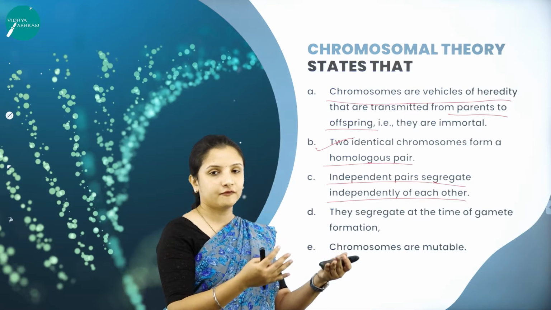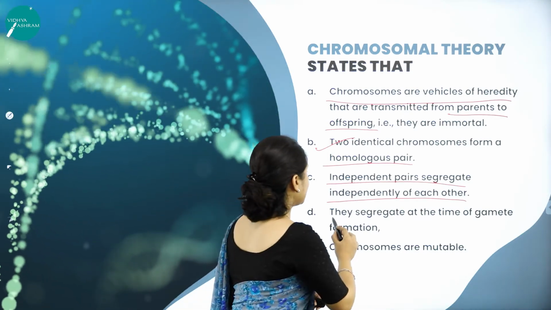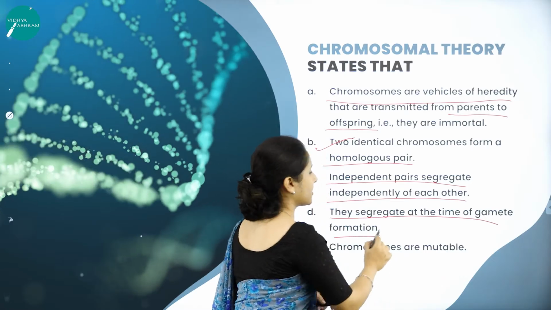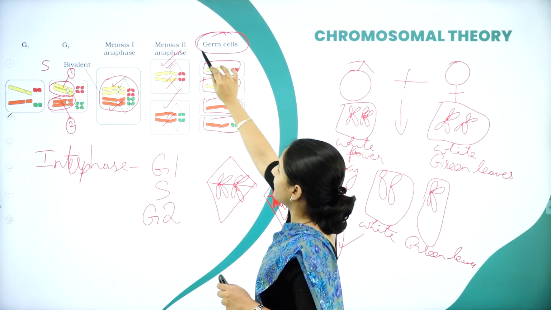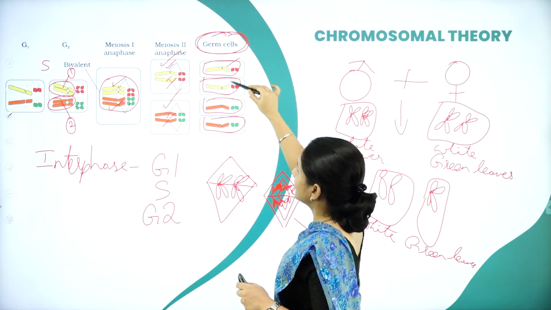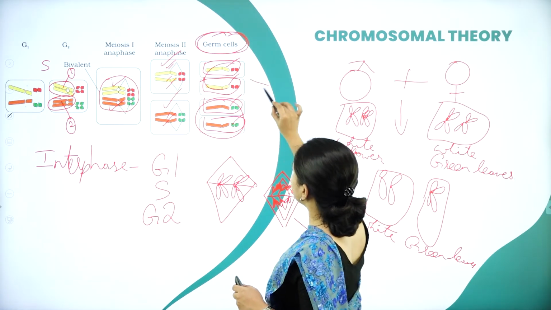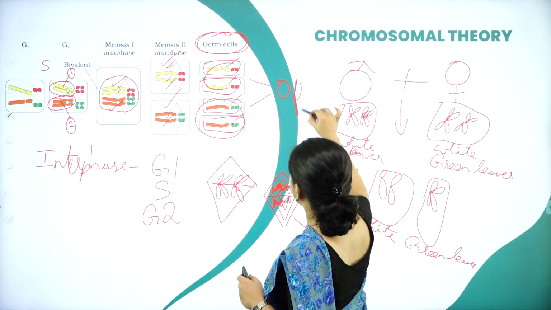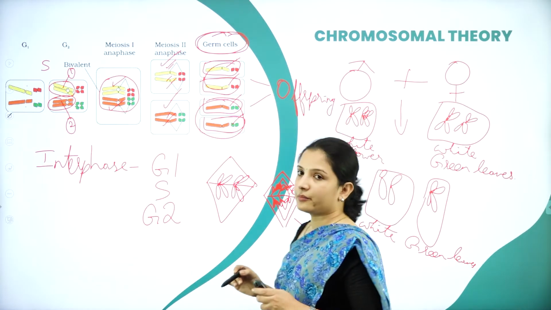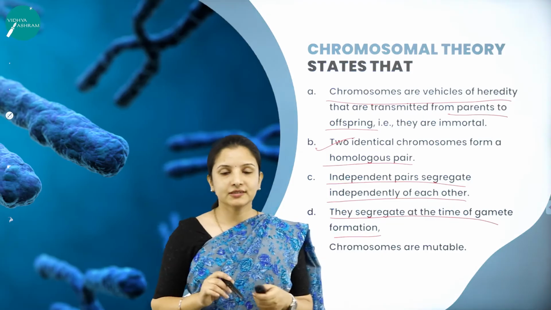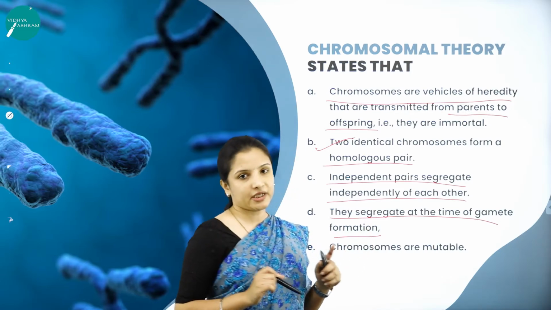They carry themselves forward separately into each cell, and they segregate at the time of gamete formation. Again, they will segregate in the gamete formation. So during the gamete formation, again they will segregate, and these characters separately will be carried to the offspring. Separately, they will move to the offspring. So this is what is meant by chromosomal theory. They said they segregate at the time of gamete formation.